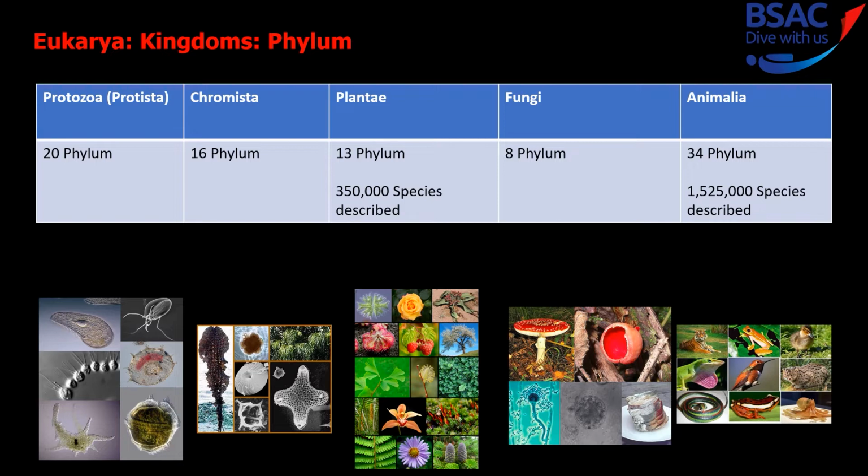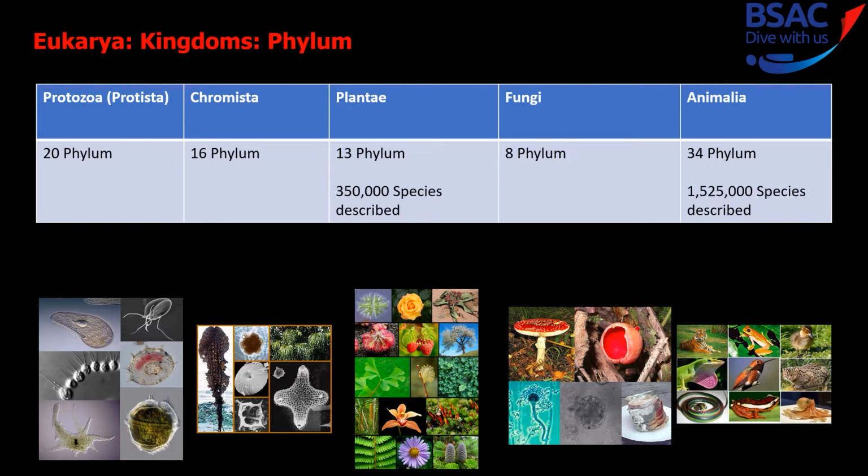We can increase the granularity of classification by moving down one level of detail. This next level of grouping is called a phylum. In the Protozoa kingdom, we have 20 phyla. In the Chromista kingdom, we have 16 phyla, and some are very significant within the marine environment, like common seaweed such as kelp, bladderwrack, and furbelows.